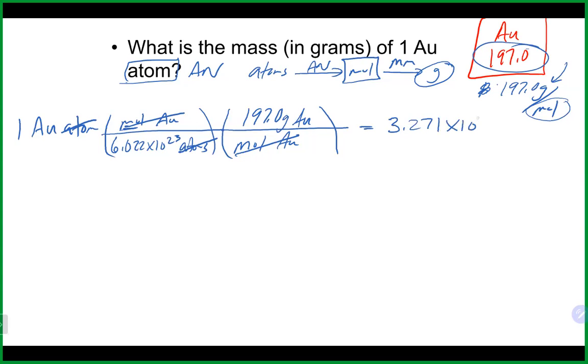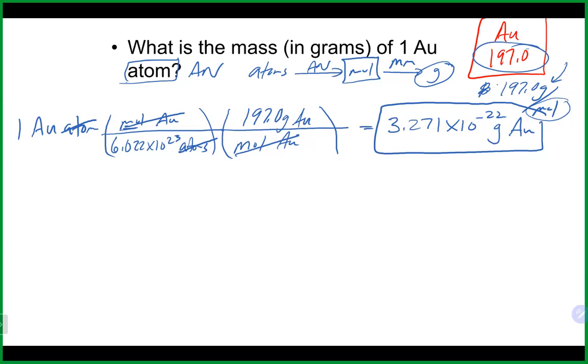And that would get us something like 3.271 times 10 to the minus 22 grams of gold, which is technically what one gold atom weighs, kind of small in terms of its mass. Any questions on that calculation there?